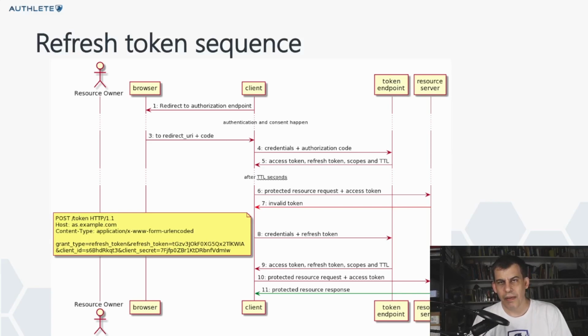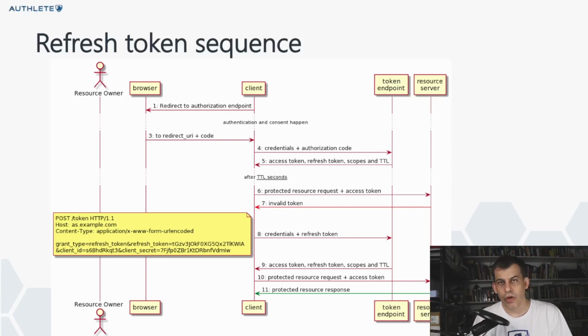After a certain time, the TTL, let's say 5 minutes or something like that, the access token will become invalid. Then when the client tries to access the protected resource on the resource server, it will receive an error, like an invalid token or an access denied. Based on that, the client will use the refresh token, the grant type. It's going to access the token endpoint, sending the grant type equal to refresh token, and the refresh token equal to the value that it got from the first request to the token endpoint.